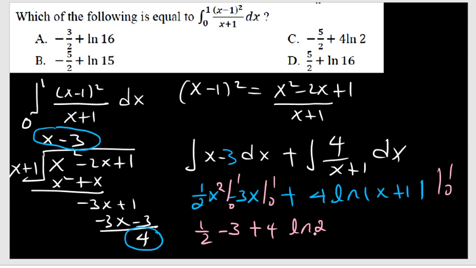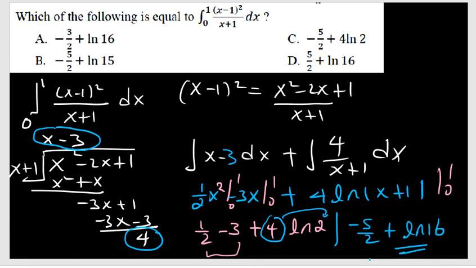So the answer will be this one, but when you simplify, these two can be added. The sum of the two will be negative 5 over 2 plus this 4. Since it's a coefficient of the ln, we can bring it up as an exponent of 2. 2 to the power of 4 will be ln 16, so the answer necessarily will be C. Yeah, because 4 ln 2, it's written as it is, doesn't matter.